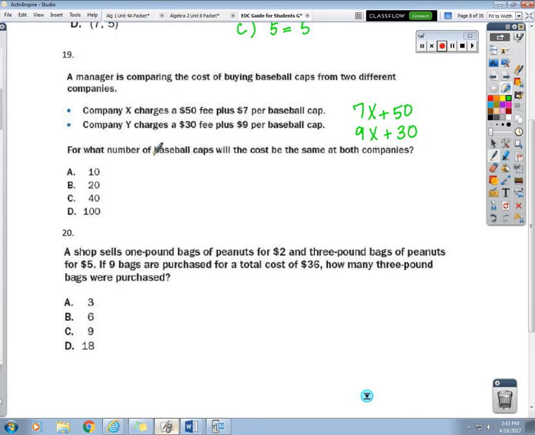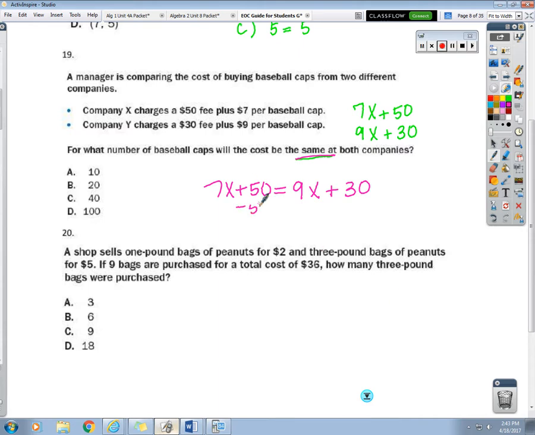Now, they want to know for what number of baseball caps the cost will be the same at both companies. So what could you do? You could graph it and see where they intersect. Or you could plug in each of these numbers for x. Or, think about it, the same means equal. We could just set them equal to each other and solve. To solve, what would you do first?